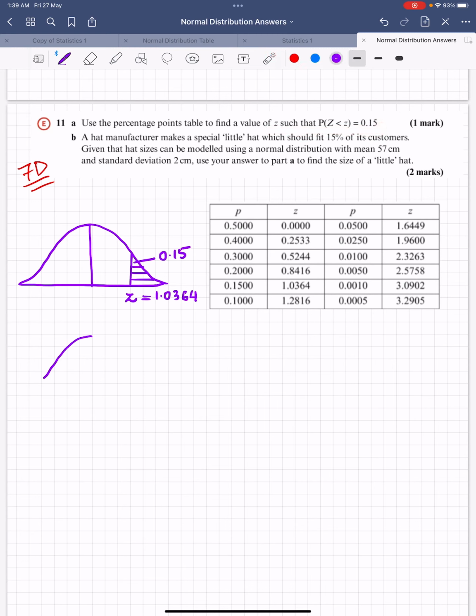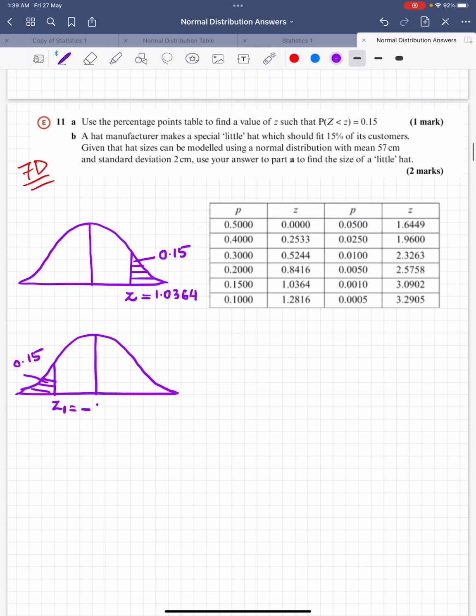So we draw another bell curve, and the probability less than is 0.15, and we call this z1. We know that this will be negative since it is to the left side of the mean, so that is going to be minus 1.0364. So indirectly we have used the table to find the corresponding z value. That answers part A.